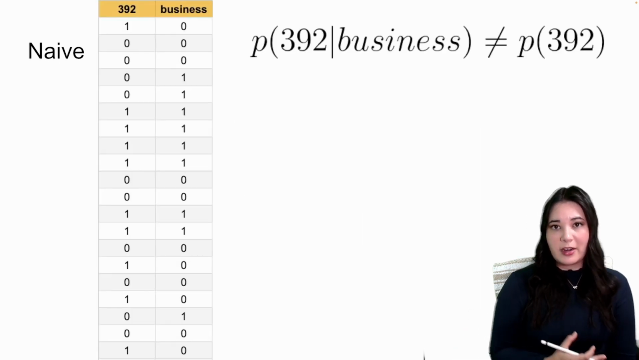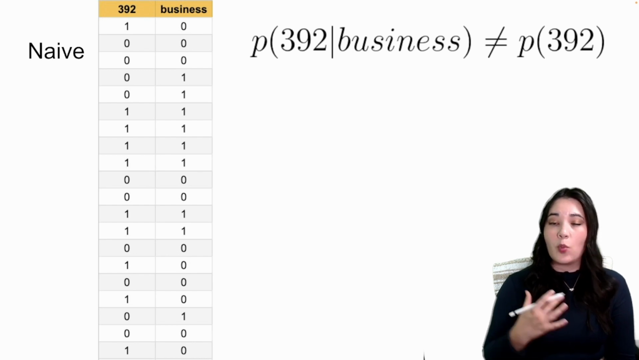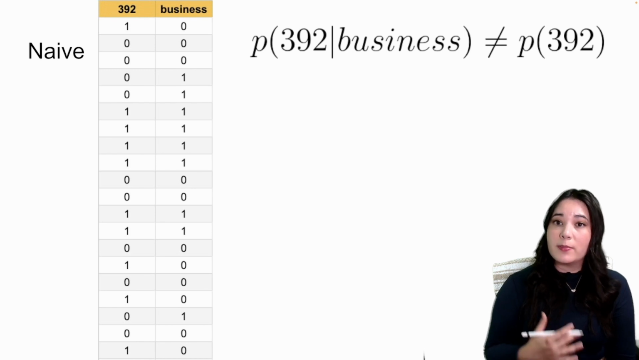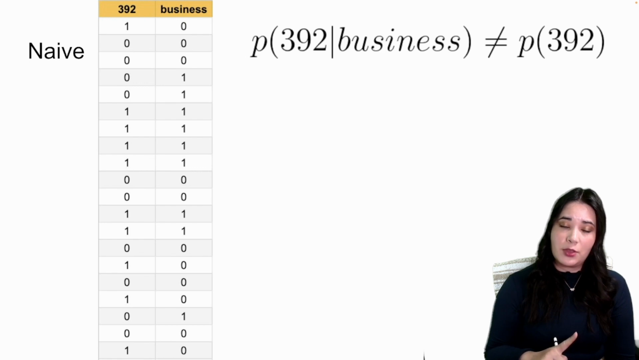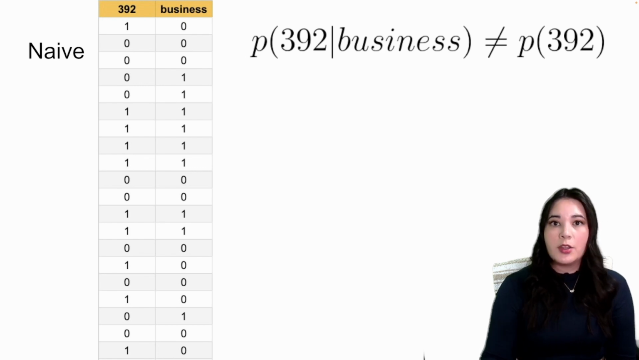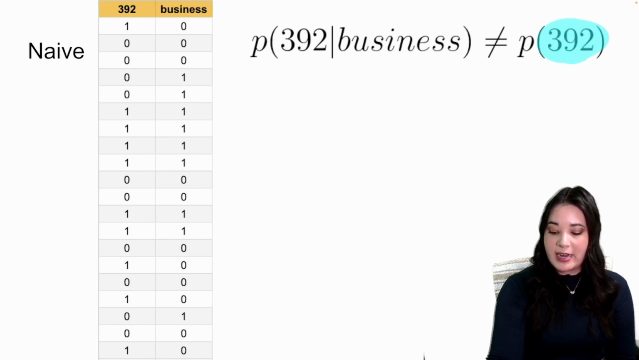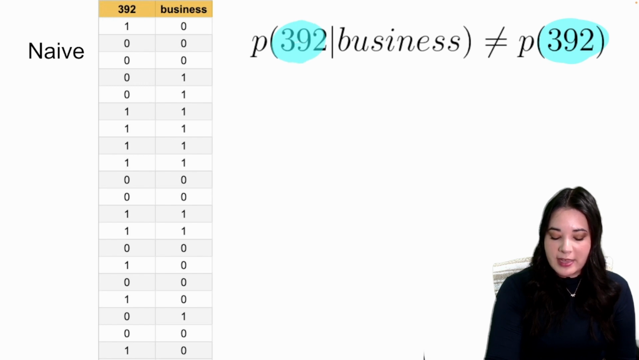Now, just to clarify some of this terminology, let's look at what it means for two variables to be independent. Here I have a very small data set that looks at whether or not someone has taken CPSC 392 and whether or not they're a business major. We want to check if these two things, being a business major and taking 392, are independent. The way that we check that is we look at the probability of taking 392 and we see if it's different than the probability of taking 392 given that you're a business major.